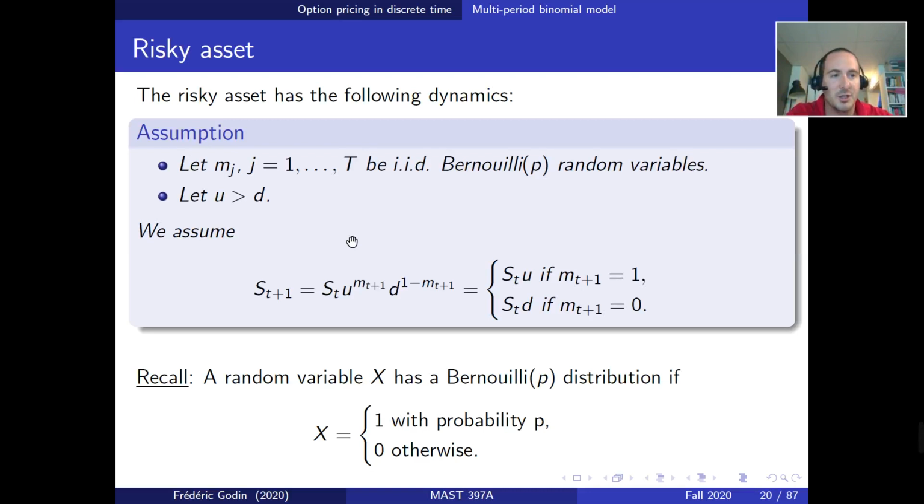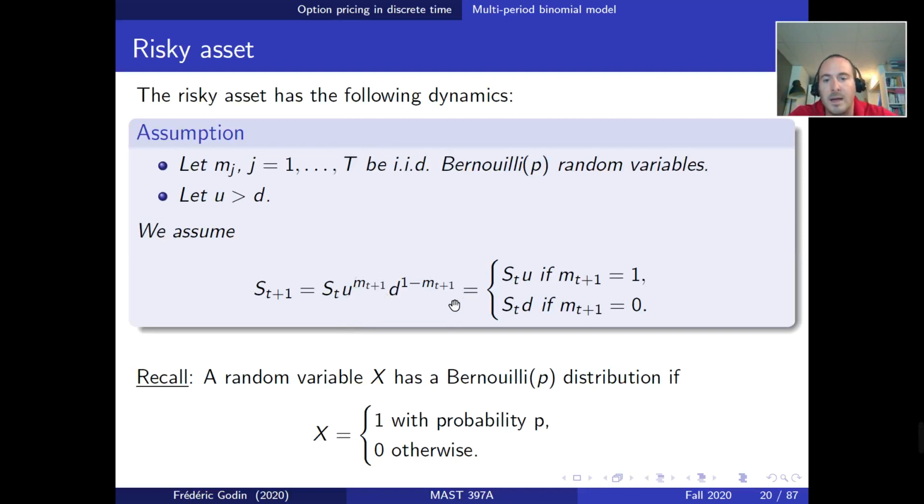Furthermore, again, we're going to consider two constants, u and d, where u is strictly greater than d. And we are going to postulate the following dynamics for the price of the risky asset. We're going to say that the time t plus 1 value of the risky asset is its time t value, so its value at the previous time step, times u to the power M_{t+1} times d to the power 1 minus M_{t+1}.